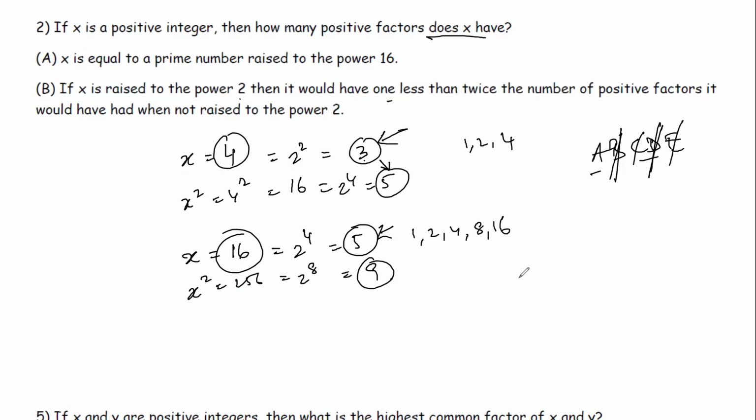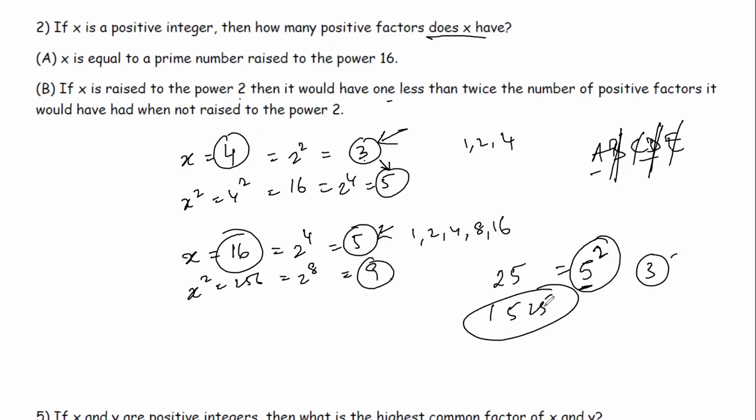Just to explain A again, the concept is that whenever you take any particular number, for example, suppose you took 25. Okay. 25 is 5 square, so it is a prime number raised to 2. It will have three factors, one more than the power: 1, 5, and 25. Are you with me? So when they say that x is equal to a prime number raised to the power 16, we already know the answer is 17 factors, one more than 16.